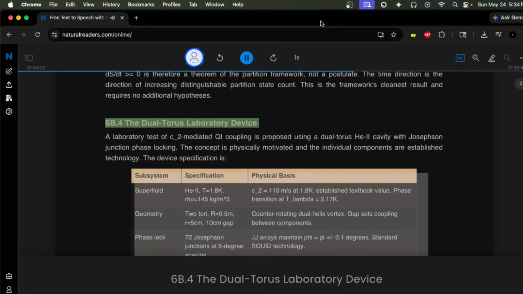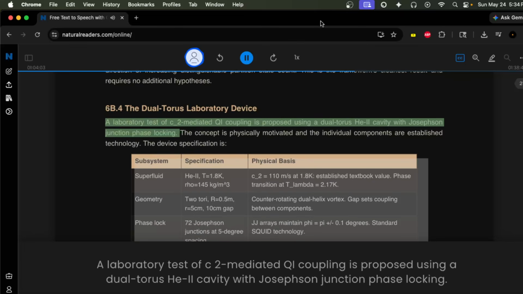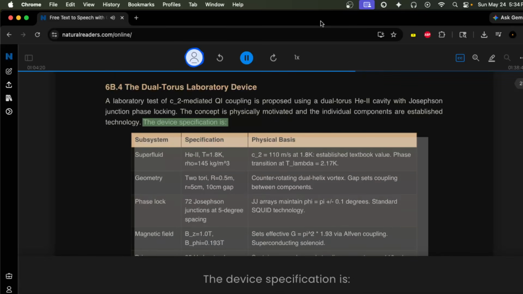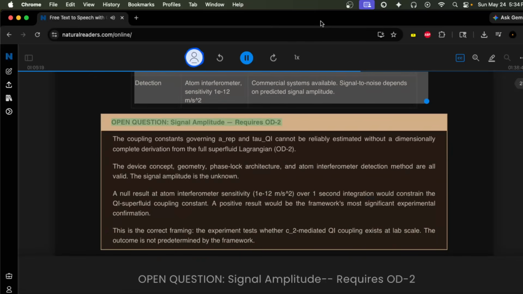6b.4 The dual torus laboratory device. A laboratory test of C2-mediated chi coupling is proposed using a dual torus He2 cavity with Josephson junction phase locking. The concept is physically motivated and the individual components are established technology. The device specification is: open question, signal amplitude, requires OD2.